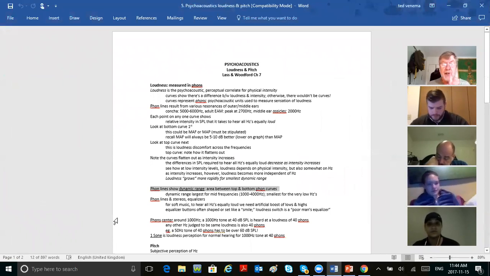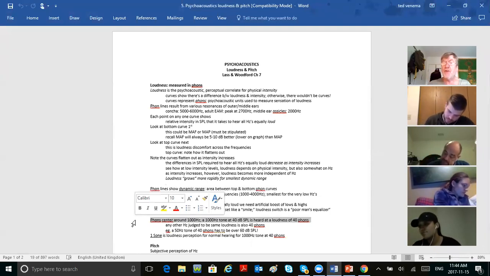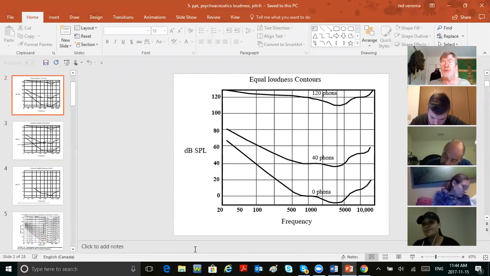Okay, now check this out. The bottom here, phons, or the middle of the page. Phons center around 1,000 hertz. A 1,000 hertz tone at 40 dB SPL is heard at a loudness of 40 phons. Look at the picture. A 1,000 hertz tone cranked to 40 dB SPL is heard at a loudness of 40 phons. Yep, we said that already. That we said over here as well. Same screen. Okay?